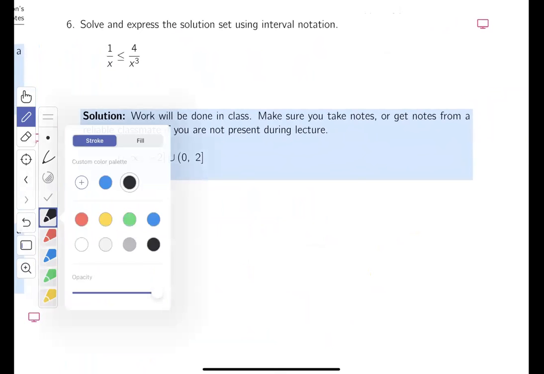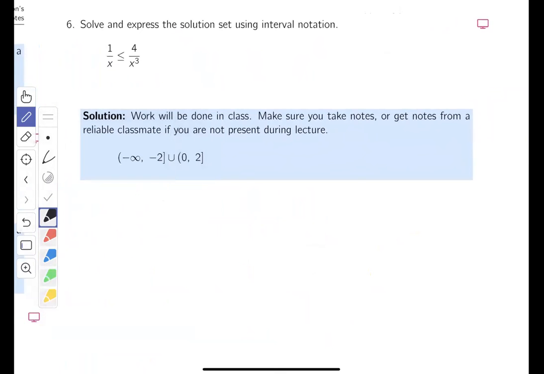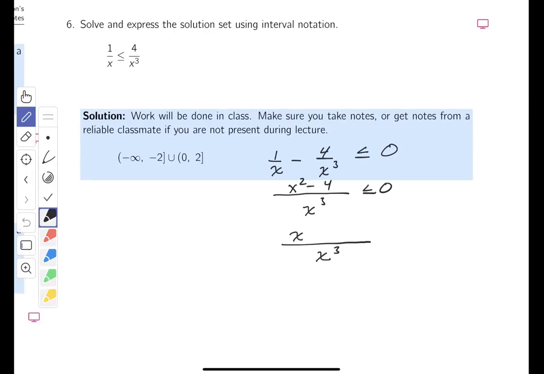So let's take a look at this one over here. So what do you get? Compared to 0, let me write that down for you. 1 over x minus 4 over x cubed, less than or equal to 0, right? Common denominator, x cubed. So that will be x squared minus 4. These tend to work out nice. I'll tell you what, we write problems that work out nicely. And what do you get on top? x plus 2, x minus 2.